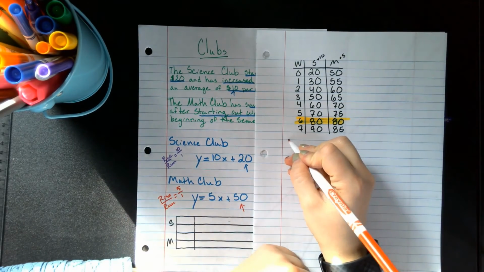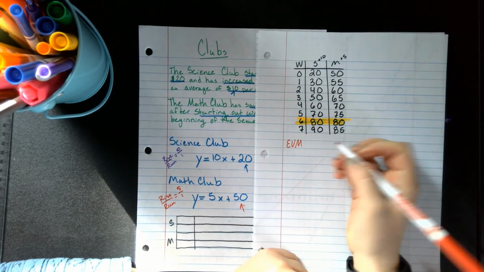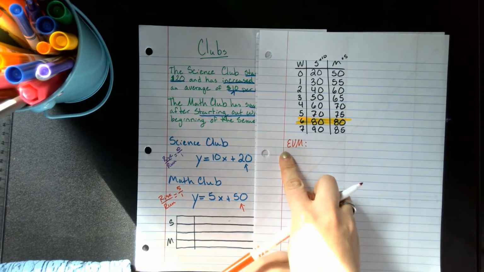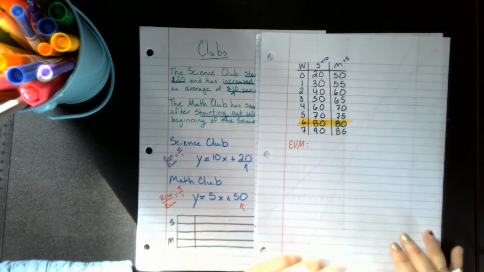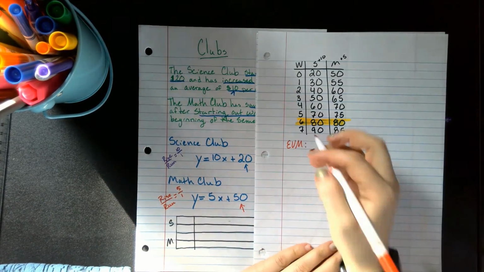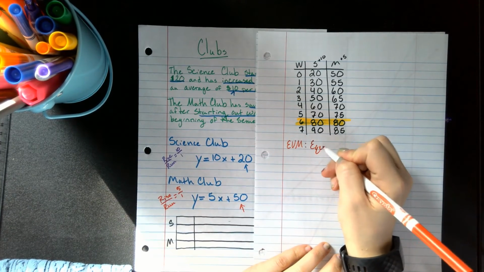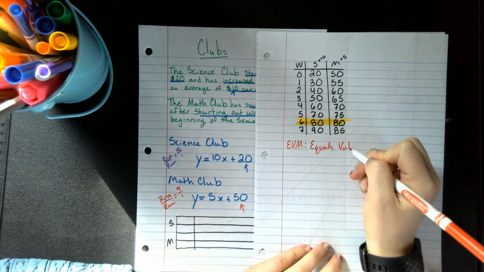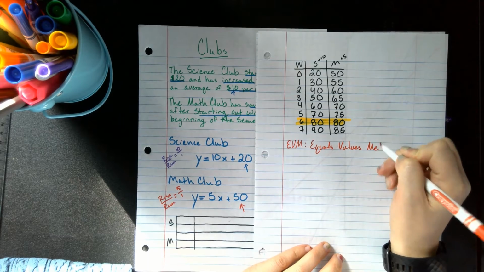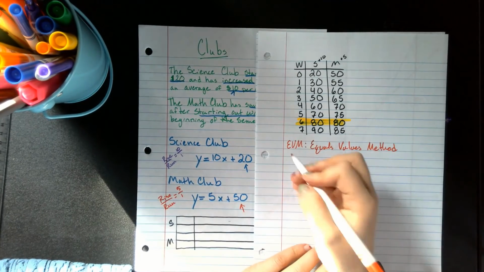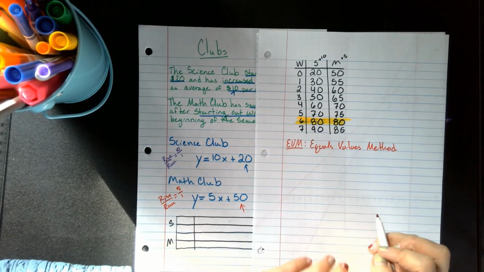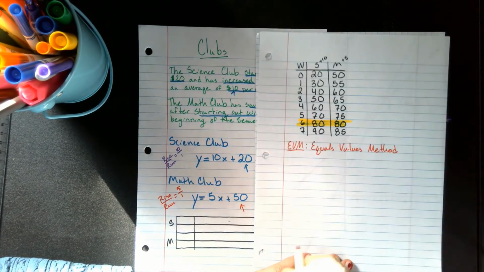Our next thing I really want to briefly talk about, and I'll talk about this again in the end, is called EVM. I won't go through the whole process. I'm just going to show you how to get it started. EVM stands for equal values method. It's a very long name. I call it EVM because I am lazy, just like I call point of intersection POIs.